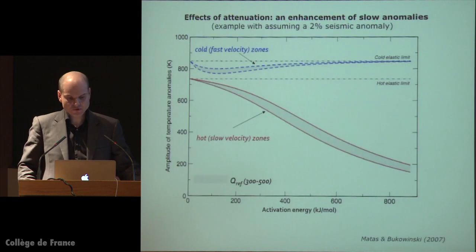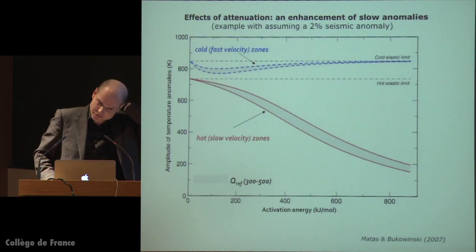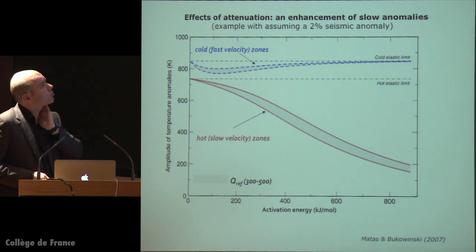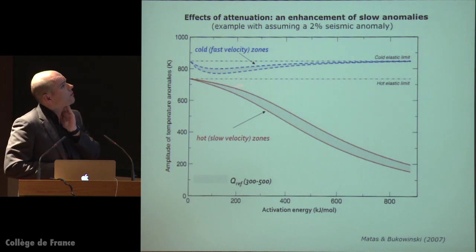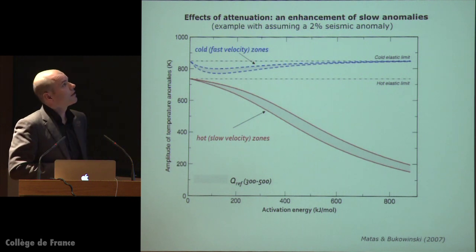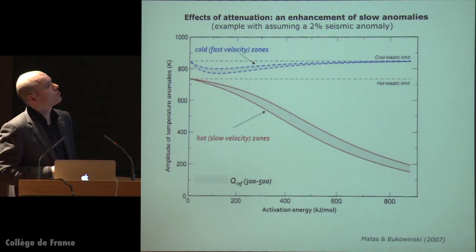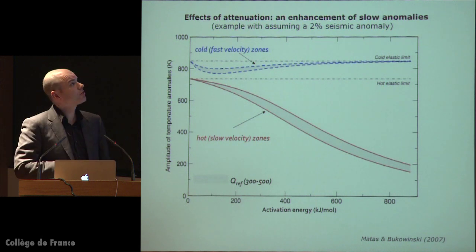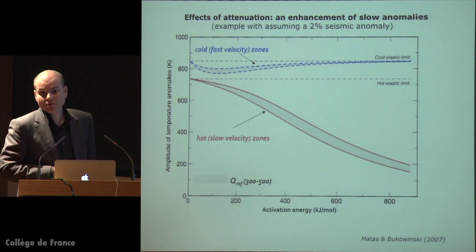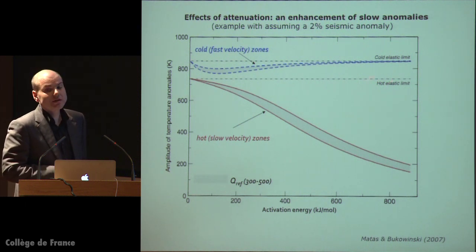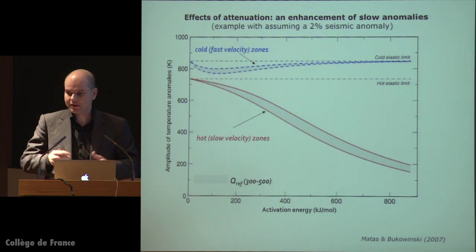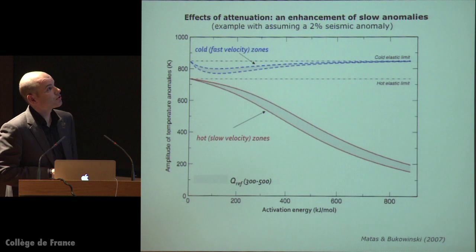I give you two examples of the effect of the attenuation. That one is from a study I made with Mark Bukovinsky a few years ago. We used a 2% seismic anomaly. It's just a test. And if you take a 2% seismic anomaly and you try to interpret it in terms of temperature, these dashed lines here are the elastic limits. The cold and hot elastic limits are not the same, because the elastic temperature derivative is slightly temperature dependent.